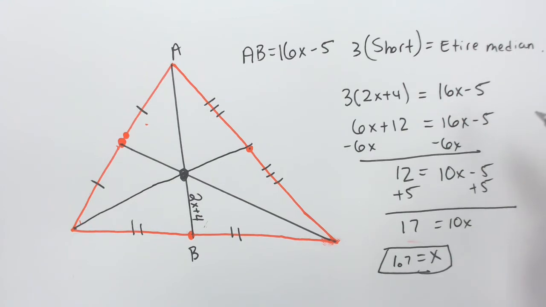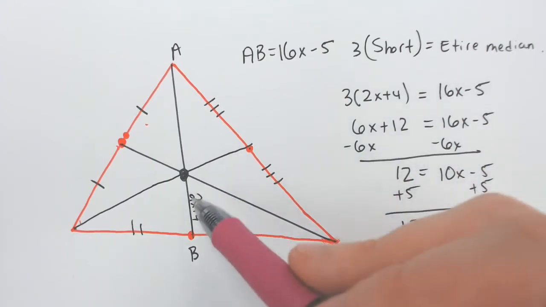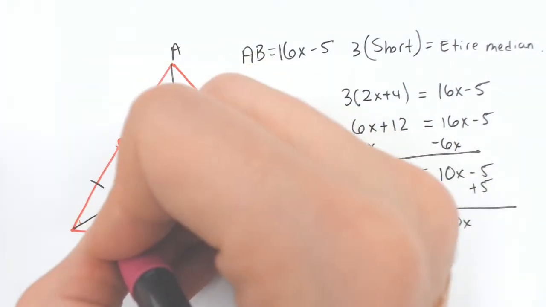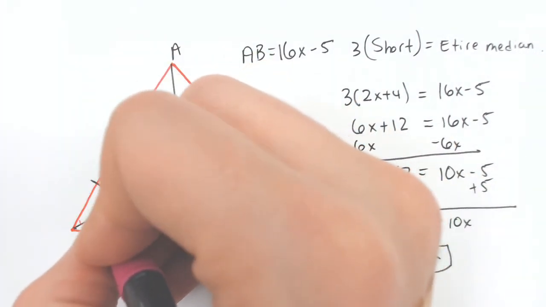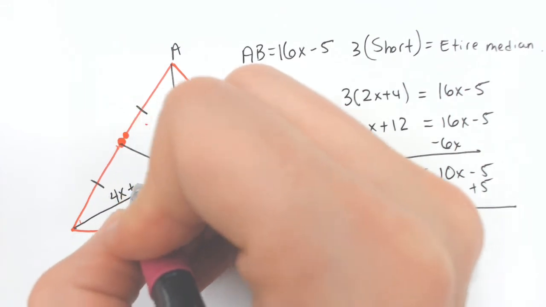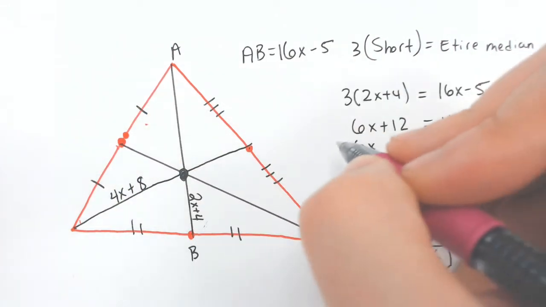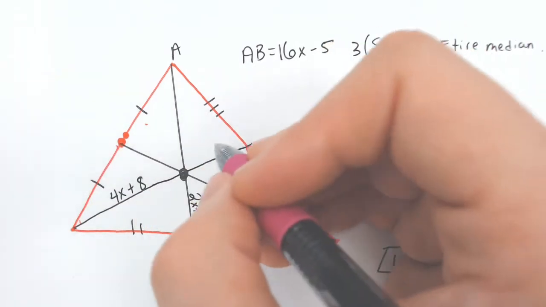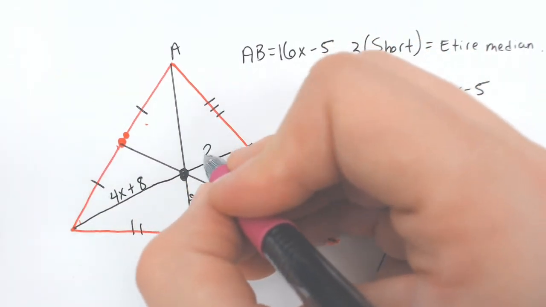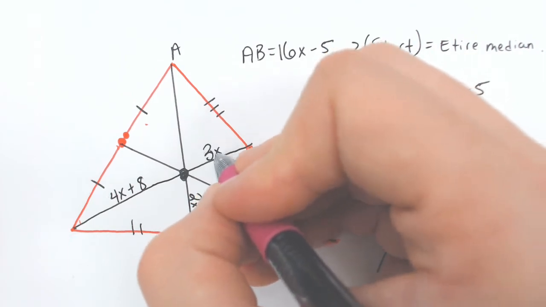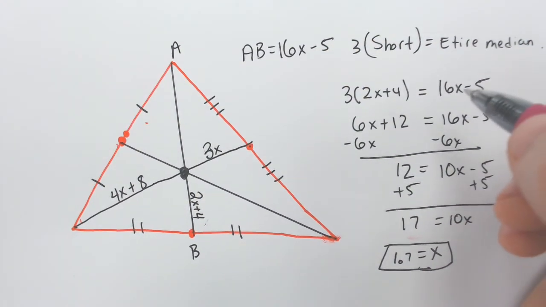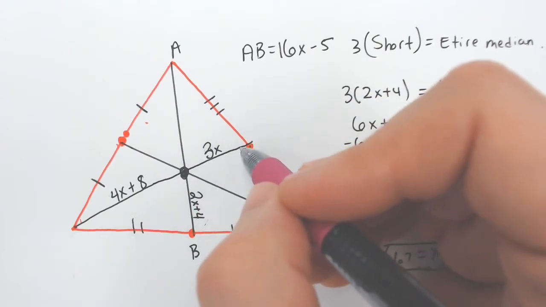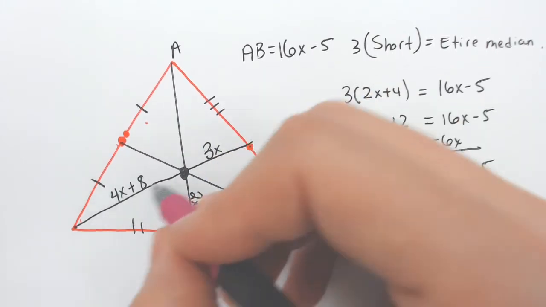The other one would be maybe instead of given the short part, what if you were given this longer part here as like a 4x plus 8, and you wanted to find out the longer part or the shorter part. Let's do the shorter part here. Let's just say that's 3x. Okay?